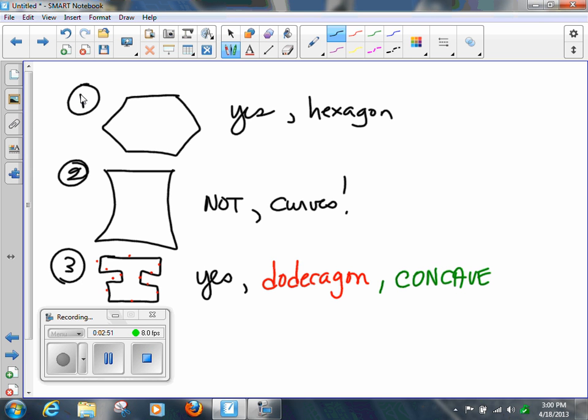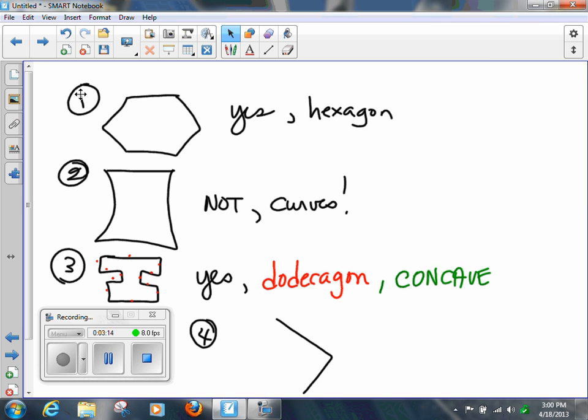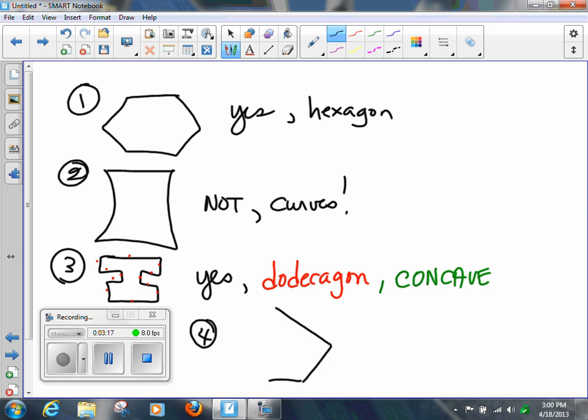All right, what about number 4? It says tell whether each polygon is regular or irregular. Tell whether it is concave or convex. That looks like an arrow. I can't look at it upside down. Oh, it's flat on the bottom. So it looks like this. That's bad. Ooh, that's bad.